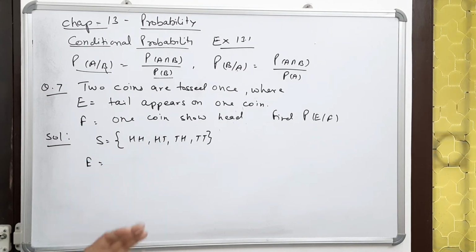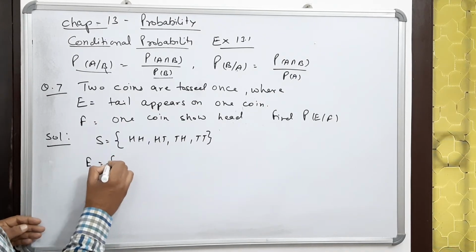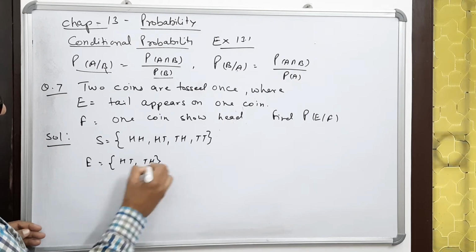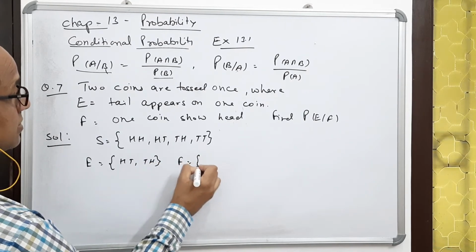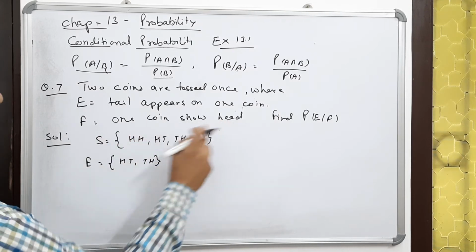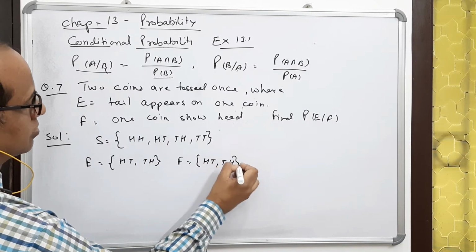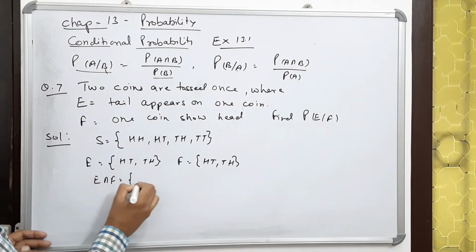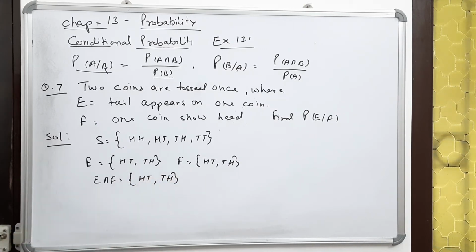You have read it. Now E means tail appears on one. So what will be the E? It is HT and TH. That is E. What is the F? F is one coin shows head. So that will be HT and TH. Now what is E intersection F? That will also be HT and TH. You see all 3 are similar, equal.